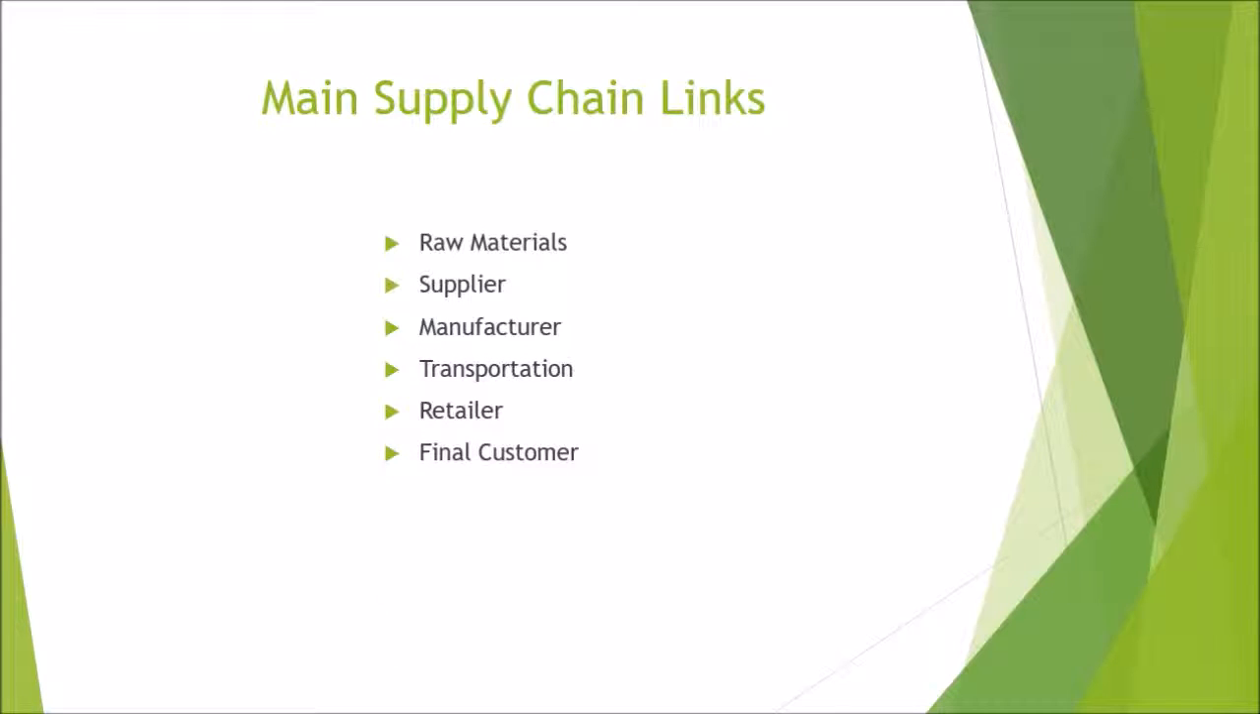Before we begin, I want to point out the main points of a supply chain link. First, the main points of the supply chain link are the raw materials, the supplier, the manufacturer, transportation, retailer, and last but not least, the final customer.